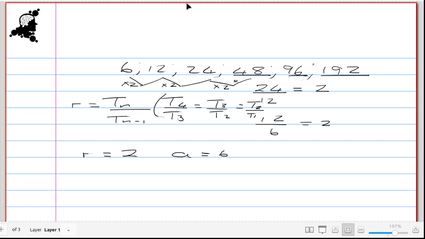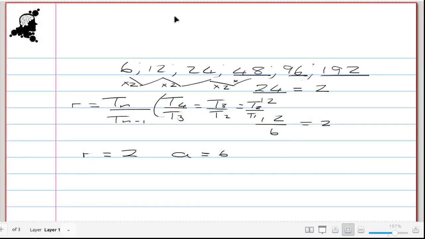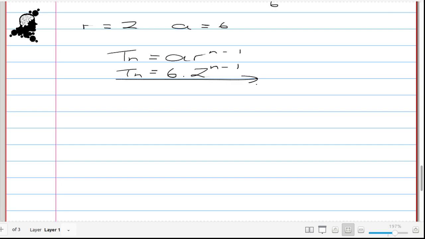Let's go back to the questions and see what the next question is. Determine Tn, the general term, the nth term. Because this is a geometric sequence, Tn equals ar to the power n minus 1. This is going to give me 6 times 2 to the power n minus 1. This is my general term. Life is great.